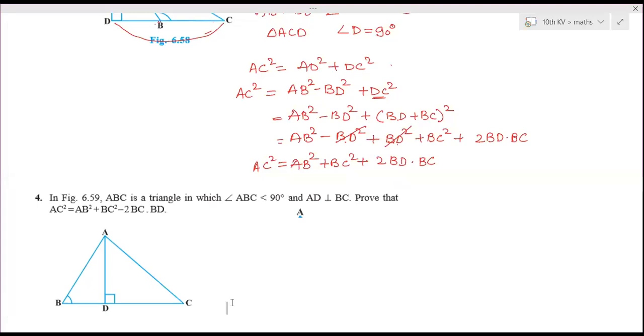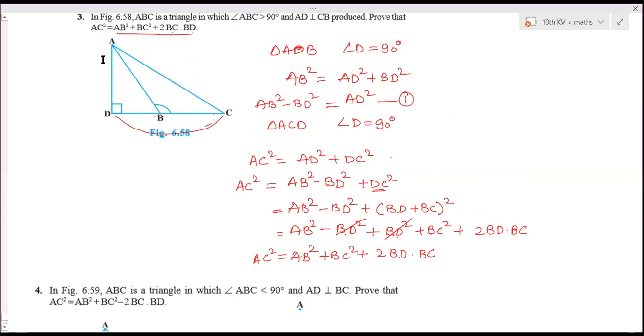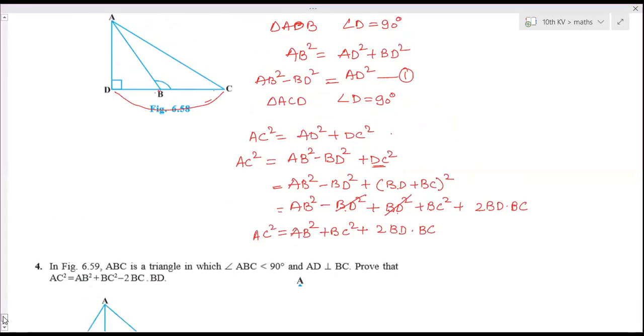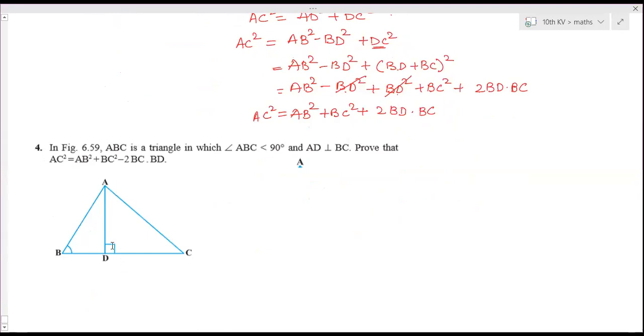Next one, exactly the same question, but here angle B is less than 90, an acute angle. In the earlier question, angle B was obtuse, so perpendicular AD was outside. Now here perpendicular AD is inside the triangle. Here also the method you have to follow is exactly the same. You'll get the same equation here also. Only one difference, that is in place of CD square. How will you substitute the DC value? BC minus BD, yes, BC minus BD whole square. Then try doing, you'll get the answer.